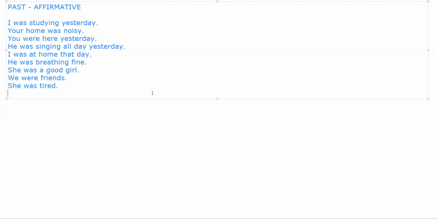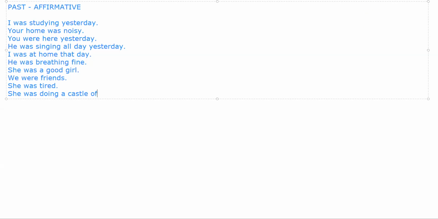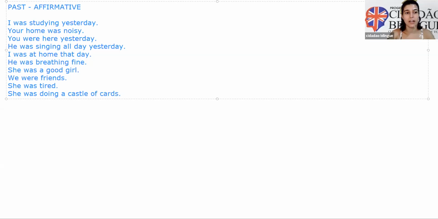She was doing a house of cards. Ela estava fazendo um castelo de cartas. She was doing a castle of cards. Oh, a castle of cards. Okay, a castle of cards. Okay. Very good. Okay, you guys.